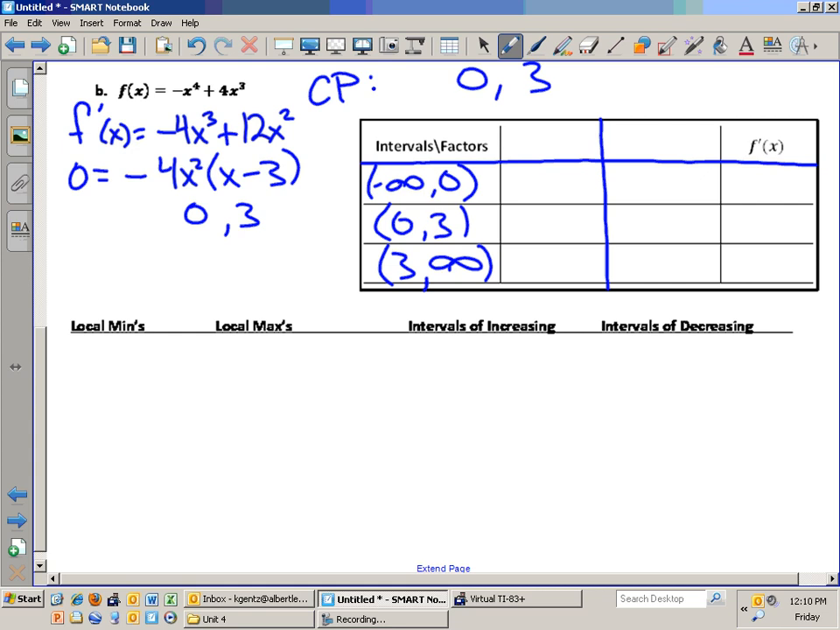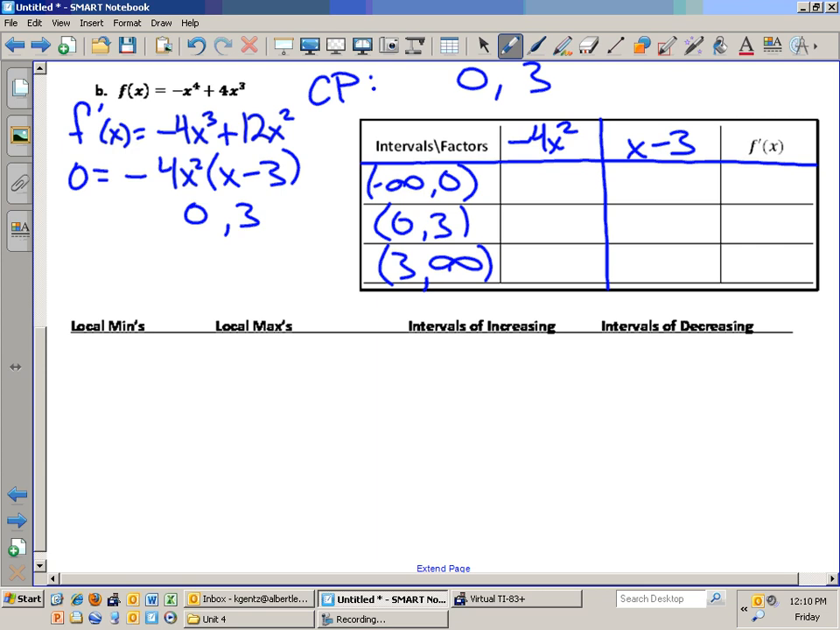Okay? So my factors that exist, I have to account for my negative. The negative will be very important with the process because obviously that causes a sign change. So you can't just write 4x squared. You have to write -4x squared. And then we have x minus 3. And we're going to start testing points to see if it's positive or negative.